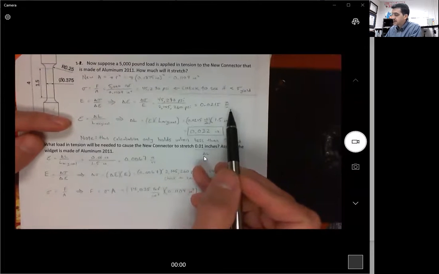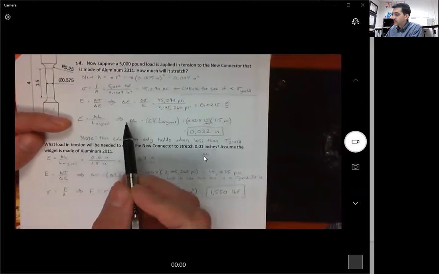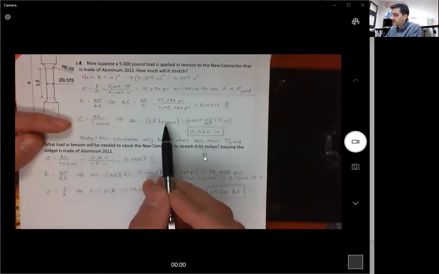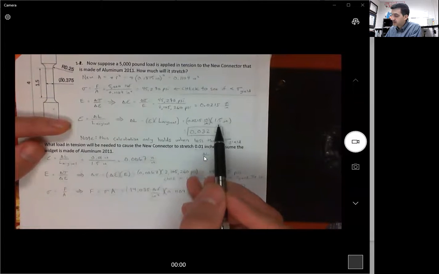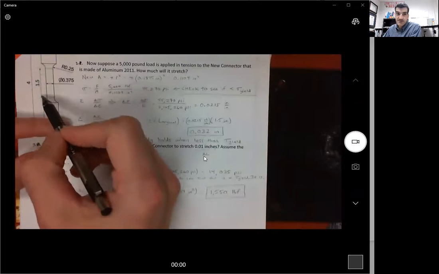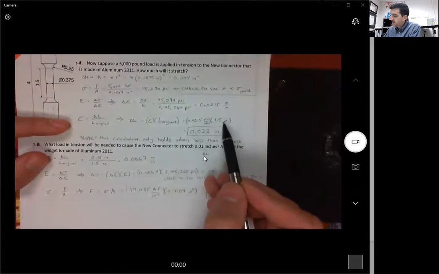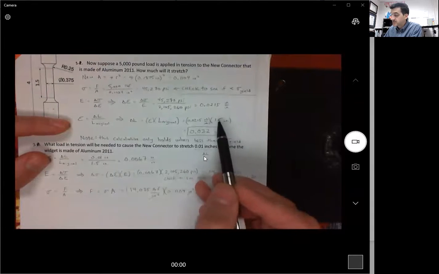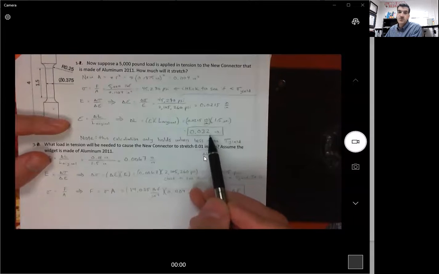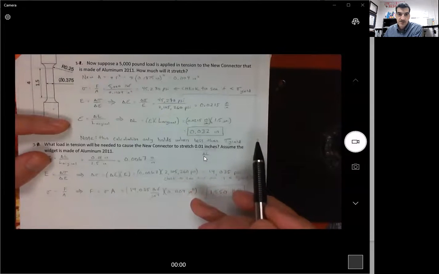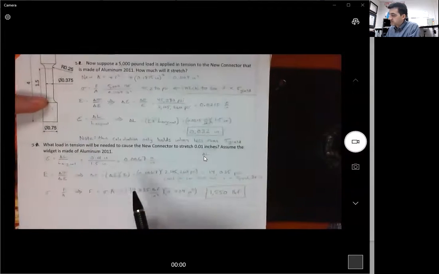And then the very last step is to use the definition of the strain and rearrange it to find the change in length. That's going to be equal to the strain times the original length. The strain we just calculated up here, take that times the original length, which is the gauge length of the specimen, which is 1.5 inches. Multiply those together, your inches cancel out, at least some of them do, and you're left with final units of inches, and the number is 0.032 inches. All right, so that is how much this part will stretch when a 5,000 pound load is applied to it.